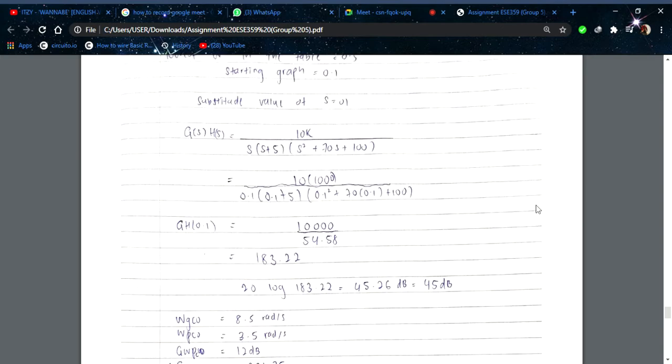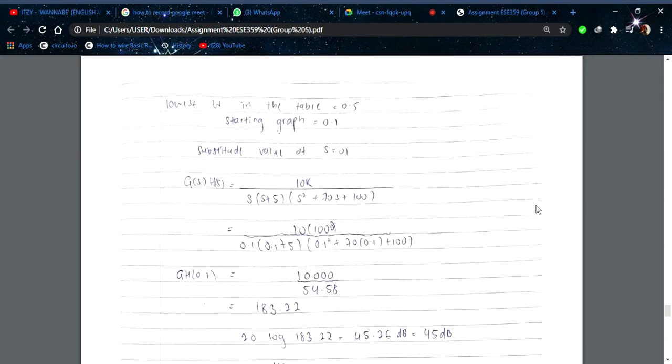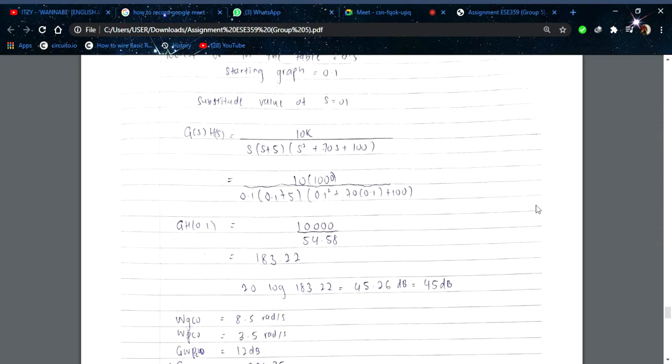Before that, you must find the starting point for the magnitude and phase plot. To find the starting point, you must substitute the value of s with 0.1 because it is nearest to 0. And after finding the starting point, you can plot the graph.